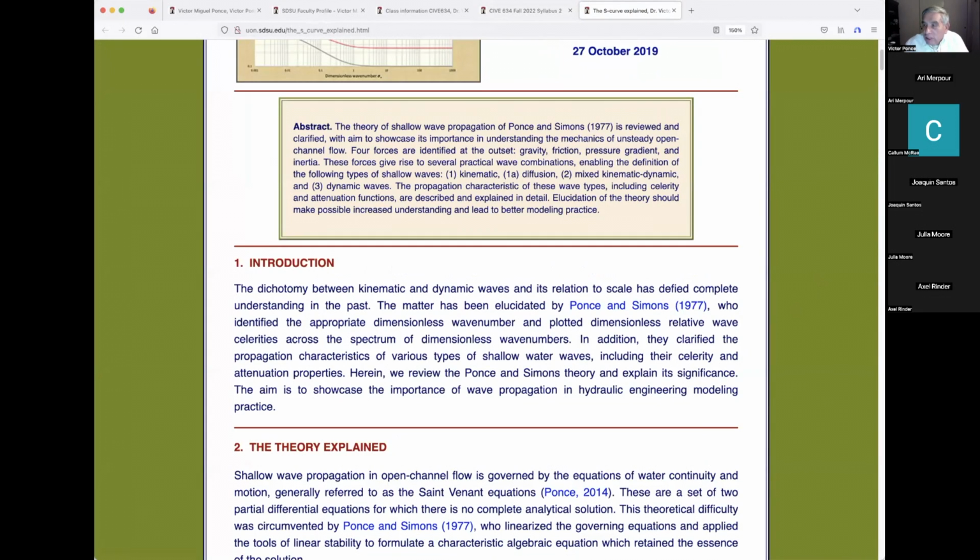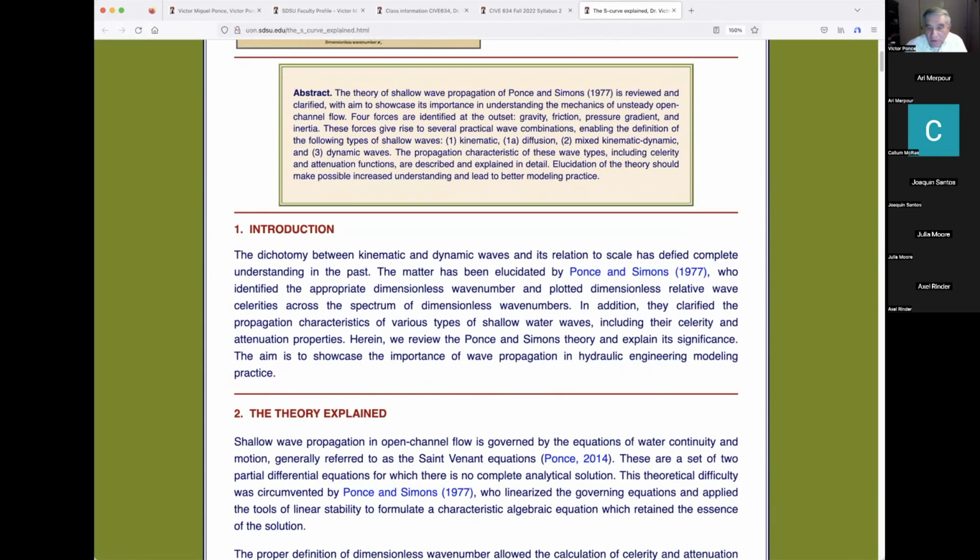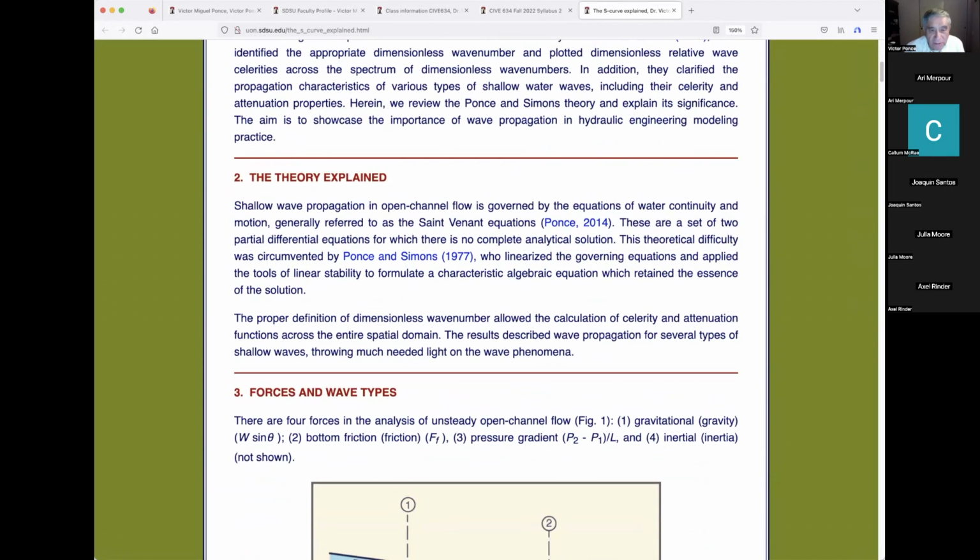We wrote this in the year 2019, basically because people were coming back to me and saying, I don't understand this, I don't understand this, because it was difficult, mathematically speaking. So the dichotomy between kinematic and dynamic waves and its relation to scale has defied complete understanding in the past. The matter has been elucidated by Ponce and Simons, who identified the appropriate dimensionless wave number and plotted dimensionless relative wave celerities across the spectrum of dimensionless wave numbers. In addition, they clarify the propagation characteristics of various types of shallow water waves, including the celerity and attenuation. So here we review. They explain the theory.